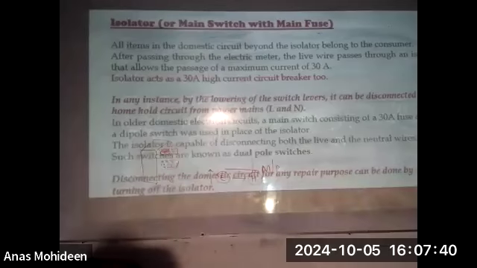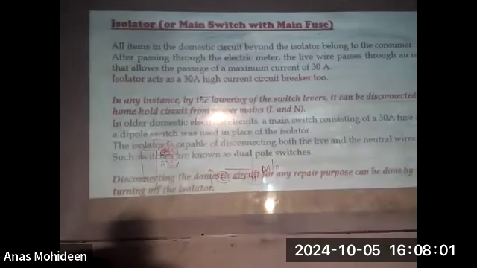Isolator, the main switch. The isolator acts as a 30 ampere high current circuit breaker. Underline, more than a maximum of 30 is not allowed to pass. And in any instance, by lowering the switch lever, you can disconnect the whole supply. Underline. And remember, when you turn off the isolator, both L and N will be turned off.